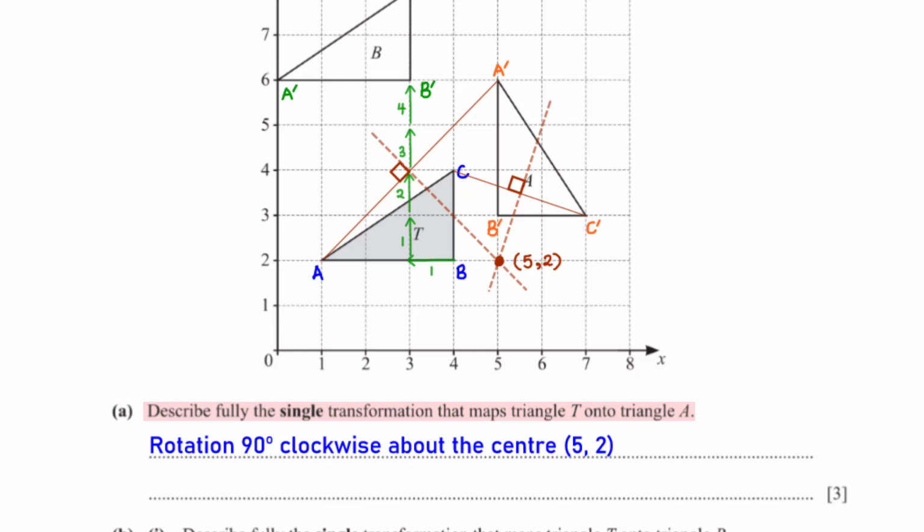Now we need to find the center of rotation. Since this is a 90-degree rotation, we find the center of rotation like this. We connect at least two corresponding points on triangles T and A. Then we draw the perpendicular bisectors of these lines. The intersection point of the bisectors is the center of rotation. In this case, we get 5, 2. And so the full description for this transformation will be rotation 90 degrees clockwise about the center 5, 2.